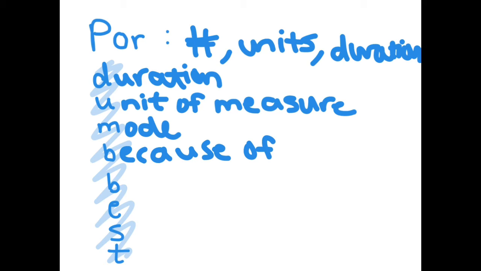The first B in the acronym DUMBEST is because of. So you use por when you're trying to say something that translates to because of. So an example would be if we're trying to say we are excited because of the concert, or we are excited for the concert. That means estamos emocionados por el concierto. So por in this case stands for because of.